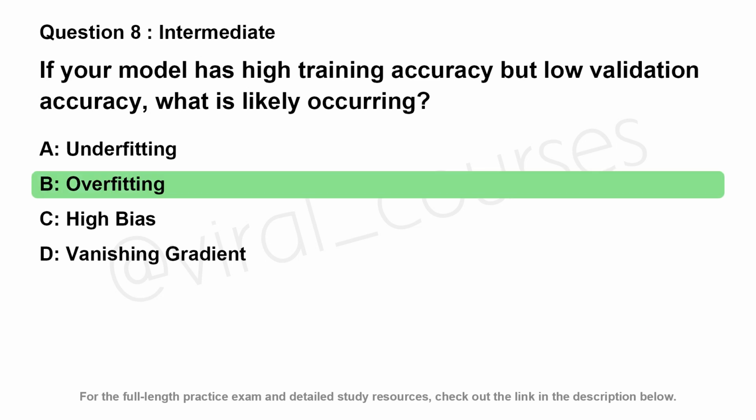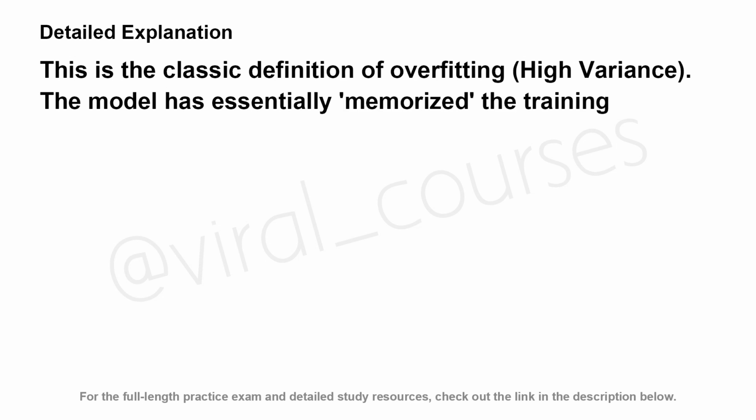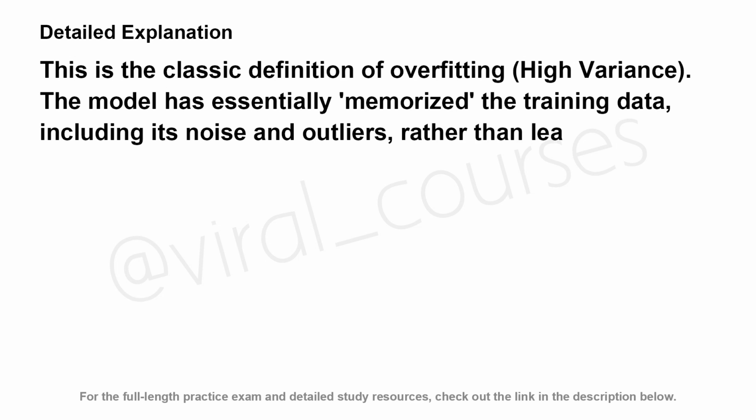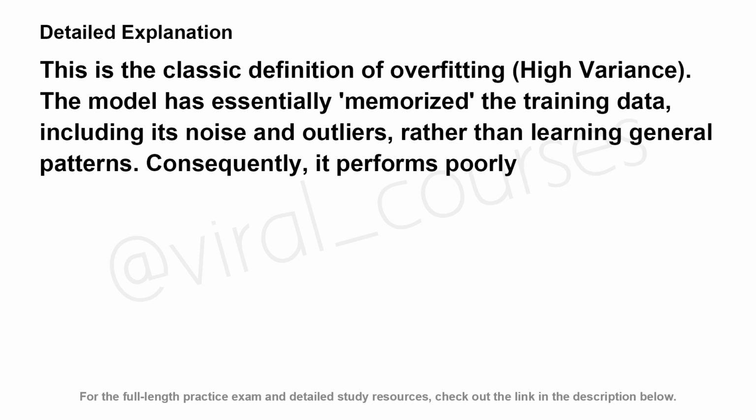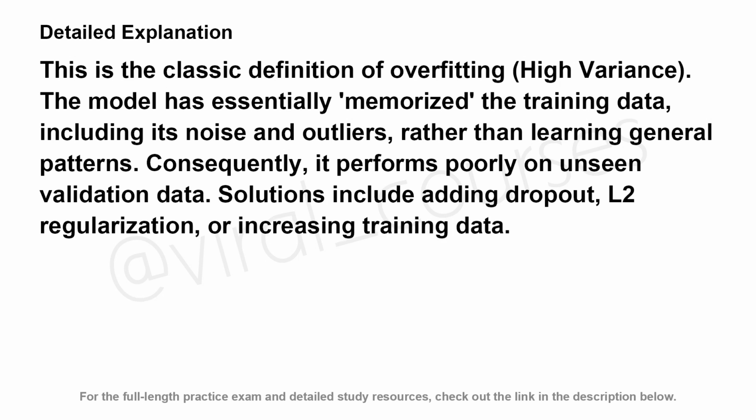The correct answer is B. This is the classic definition of overfitting. High variance. The model has essentially memorized the training data, including its noise and outliers, rather than learning general patterns. Consequently, it performs poorly on unseen validation data. Solutions include adding dropout, L2 regularization, or increasing training data.